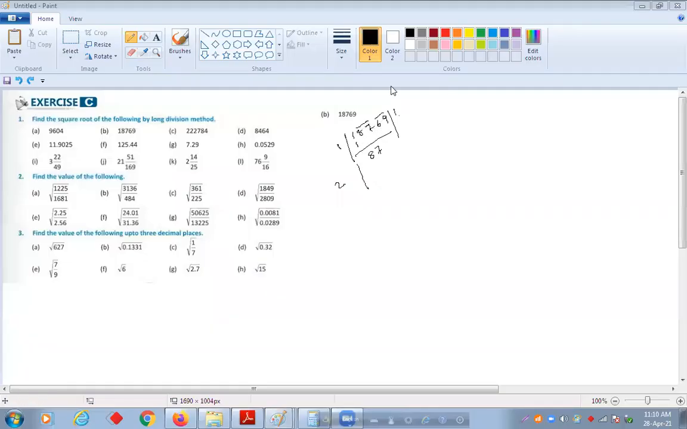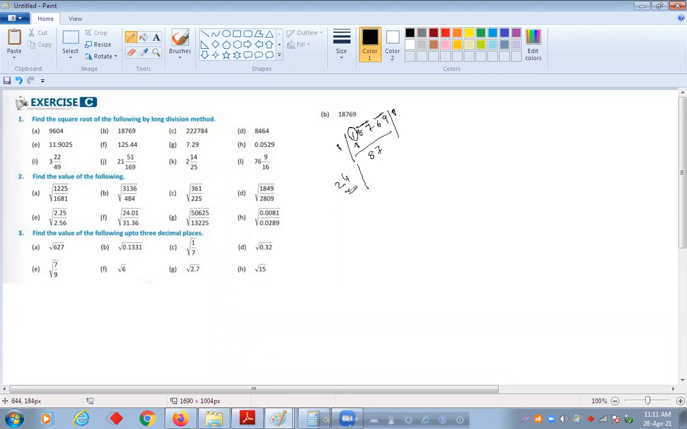So we're finding the square root. From the right side, we take the numbers in pairs, and this one alone. 1 one is 1. Then 87. Then 2 will multiply with 3. Then the whole number will be multiplied by 3. 69 is less than this, so we will try with 4.